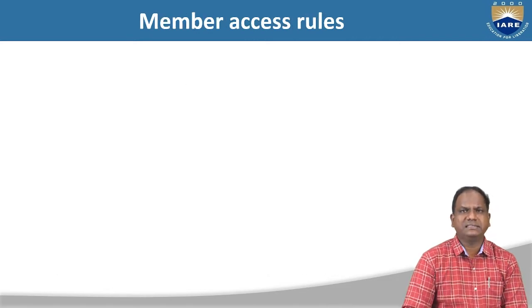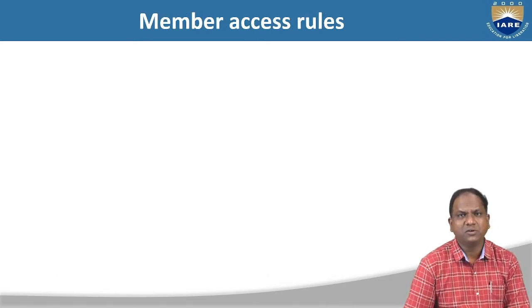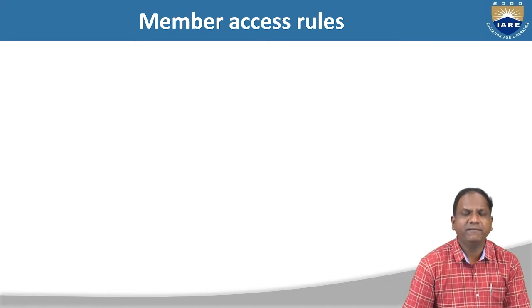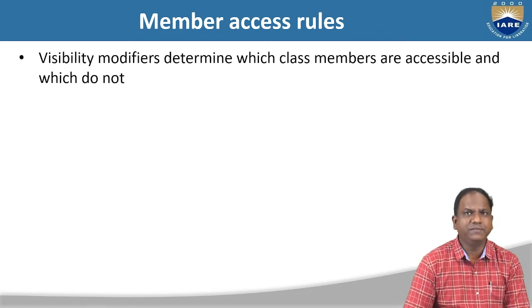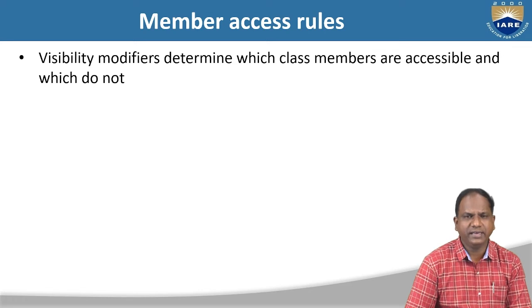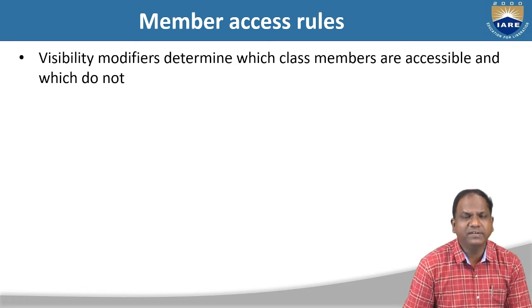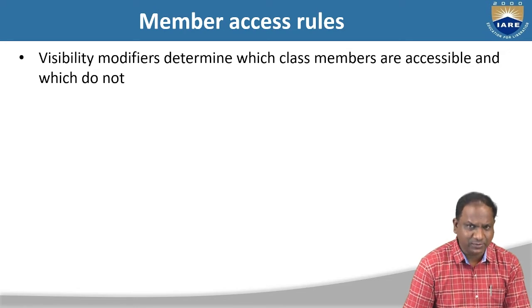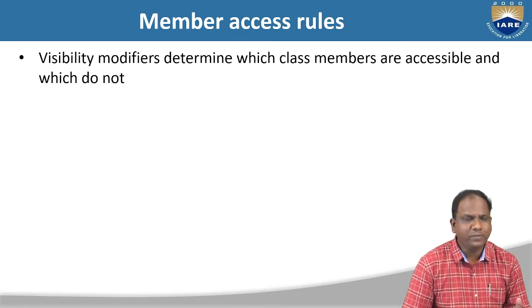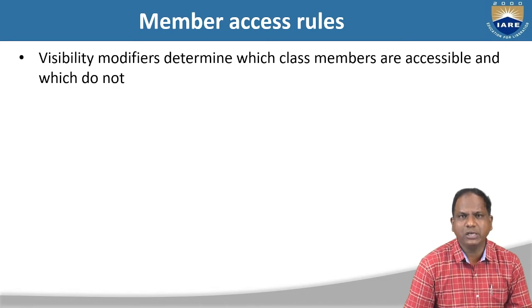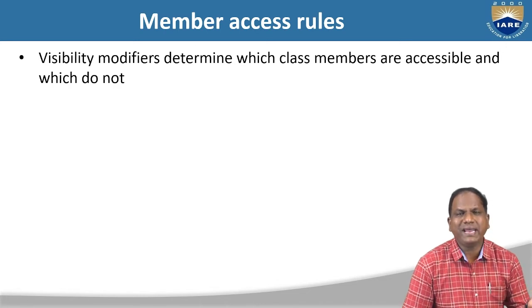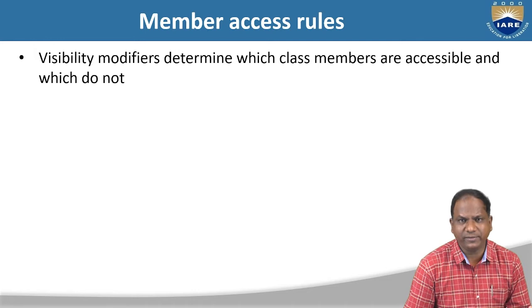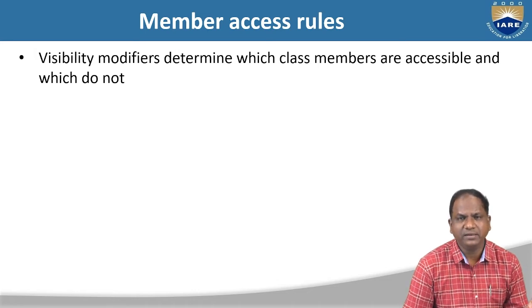There are certain member access rules. Who are the members of a class? Variables as well as methods. There are some member access rules we have to follow, nothing but visibility modifiers. They determine which class members are accessible and which cannot be accessed. Who can see your variables? Who can see your methods? Who can access them? That all depends upon the visibility mode.